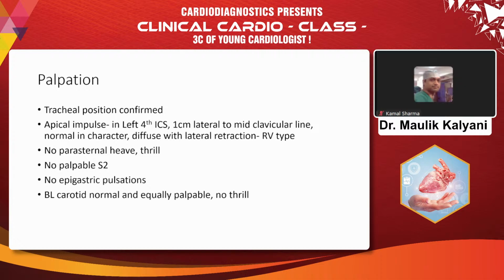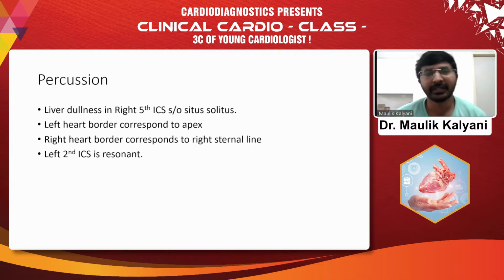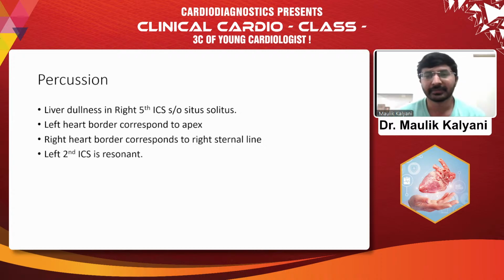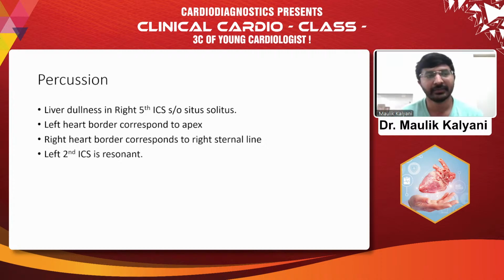Okay, next. Percussion liver dullness is in the right fifth intercostal space, suggestive of situs solitus. Left heart border corresponds to the apex and right heart border corresponds to the right sternal line. So what are the clinical examination findings apart from liver dullness that can help you in establishing the situs? Sir, the Traube's space. Yes, but that will usually go with hepatic dullness, wherever you have the other side. Or what else?